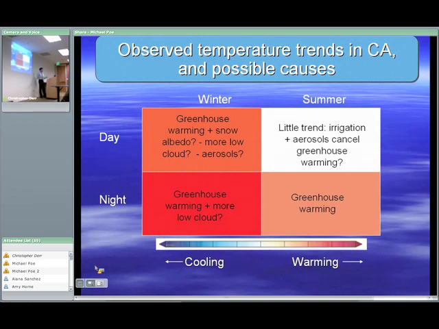It's probably greenhouse warming. Now, what's interesting, for example, in summer and daytime, where we see really no trend, actually, I think that's the most interesting result of all. And my interpretation of that is not that nothing's happening. I think actually what's happening is canceling things. I think there's greenhouse warming, and clearly there are cooling influences. Irrigation is one, and particulate pollution is another, which are, I think, canceling the greenhouse warming.